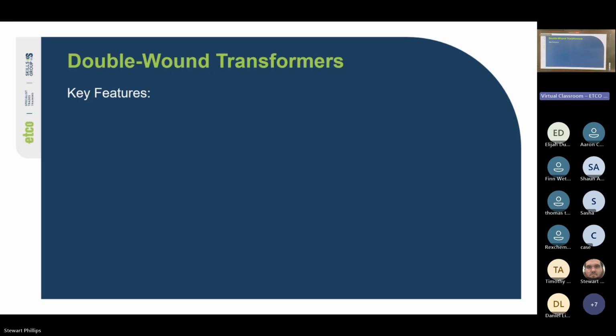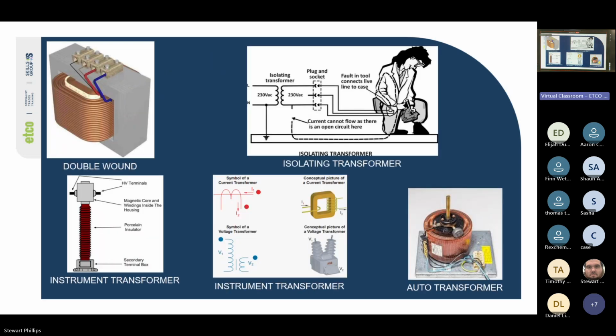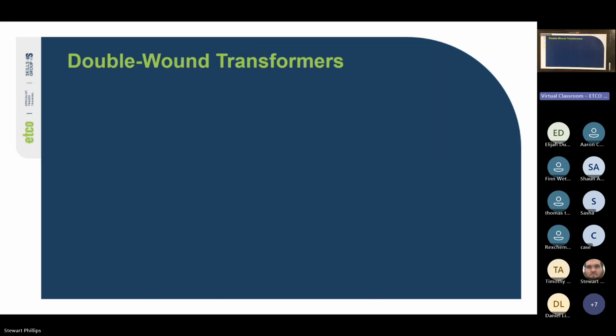They have a few key features throughout the double wound. But remember, every transformer works on the same fundamental principle: two or more windings linked magnetically. The way those windings are connected and insulated gives each type its specific features and applications. So the double wound, key features.